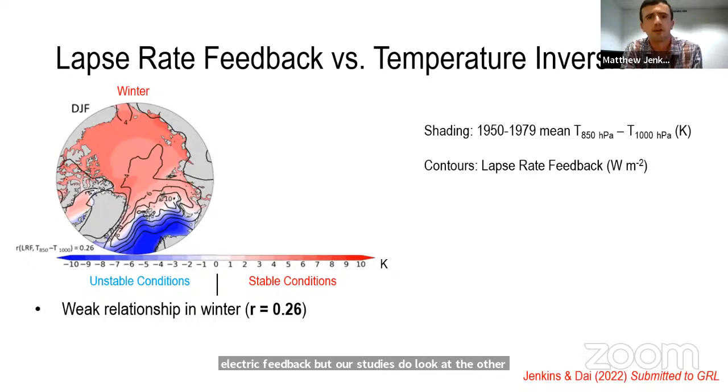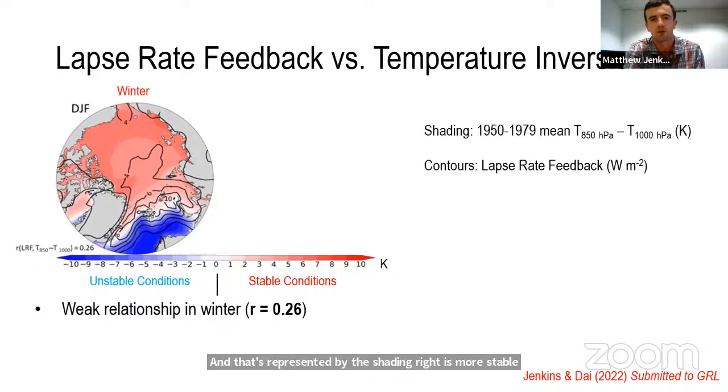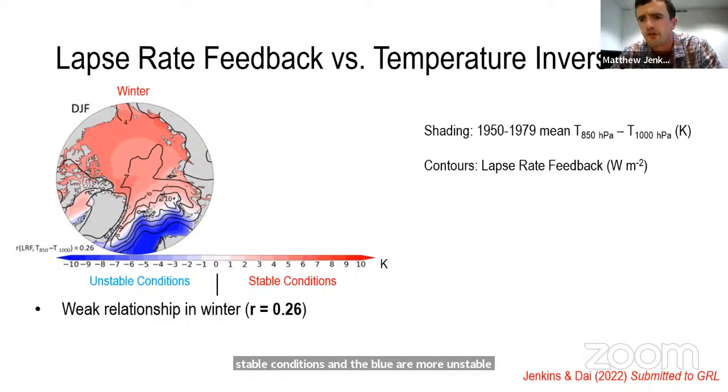Here is the relationship between the lapse rate feedback and the temperature inversion, which we used as an estimate for the stability of the atmosphere. We estimate the temperature inversion as the temperature difference between 850 hectopascals and 1000 hectopascals. That's represented by the shading, where the red is more stable conditions and the blue is more unstable conditions. And the contours are the strength of the lapse rate feedback.